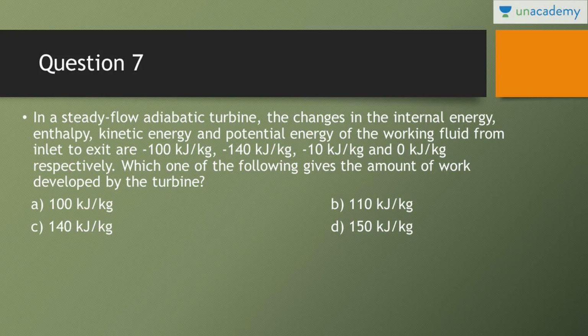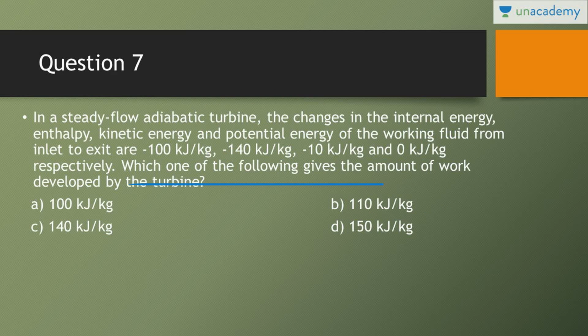Seventh question. In a steady flow adiabatic turbine, the steady flow, that means you have to apply the steady flow energy equation. The changes in the internal energy. See, in steady flow there is no concept of internal energy as such if enthalpy is given. Changes in internal energy and enthalpy both are given, and enthalpy is U plus PV. So you can remove this concept in this particular problem because change in enthalpy is given, which is minus 140 kilojoule per kg. Change in kinetic energy is minus 10 kilojoule per kg. Change in potential energy is 0.